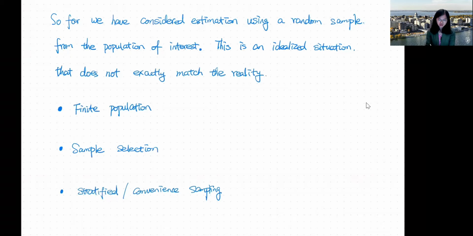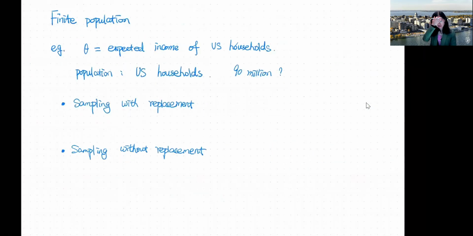And here are the three issues that we're going to talk about today. One is finite population. The second is sample selection. And the third is complicated advanced sampling technique. Complicated sampling technique could result in samples that are not IID samples. Let's start with finite population.